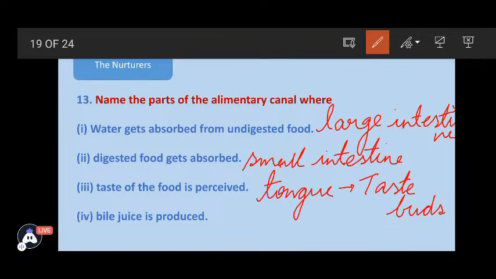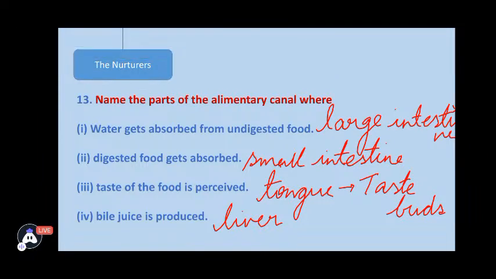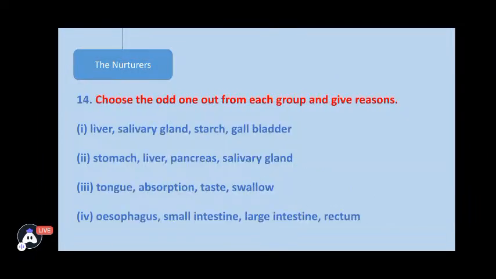And the fourth and last part, you need to tell which part in the alimentary canal is responsible for producing bile juice. The production of bile juice takes place in which part? Yes, that's correct. That is the liver. Liver is the largest gland of the body where the bile juice is produced and is responsible for emulsification of fats, that is breaking down of bigger fat molecules into smaller ones.